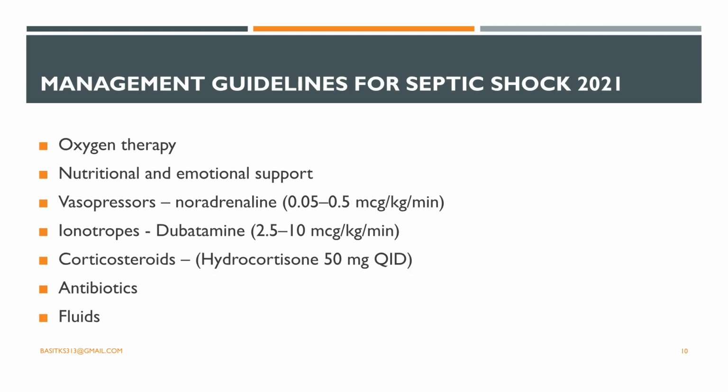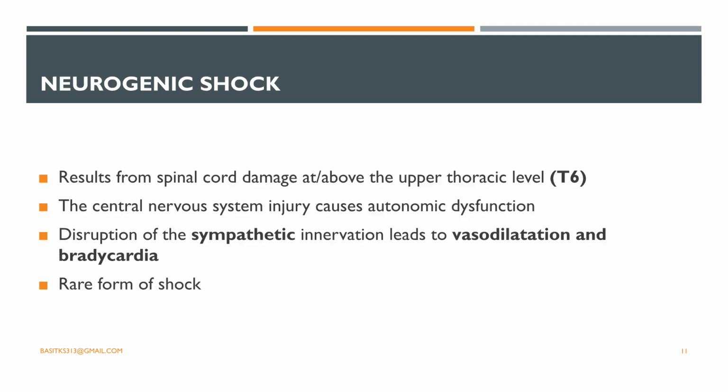present. Management guidelines for septic shock involve oxygen therapy, nutritional and emotional support, vasopressors, inotropes, corticosteroids, antibiotics, and fluids. Neurogenic shock results from spinal cord damage, usually at or above the T6 level. The injury disrupts sympathetic innervation, causing vasodilation and bradycardia.